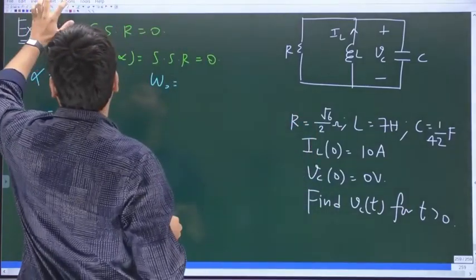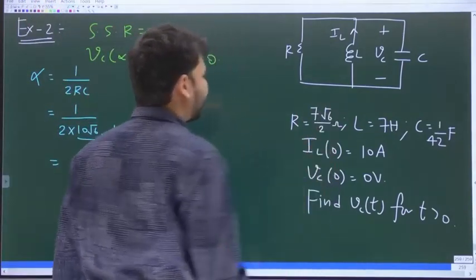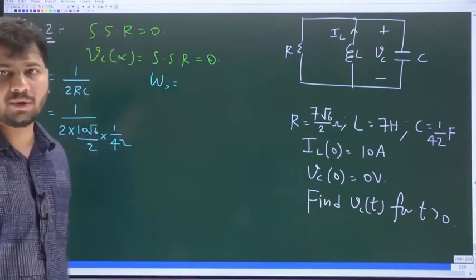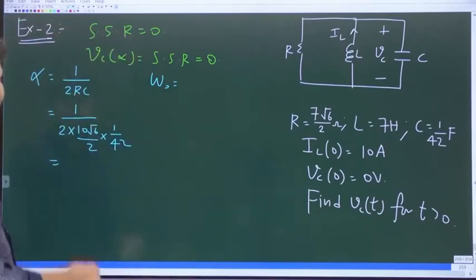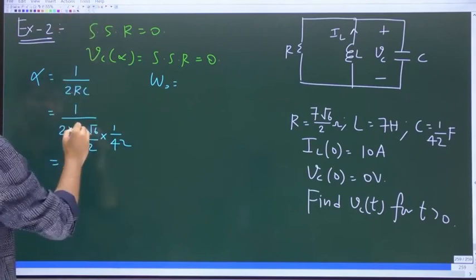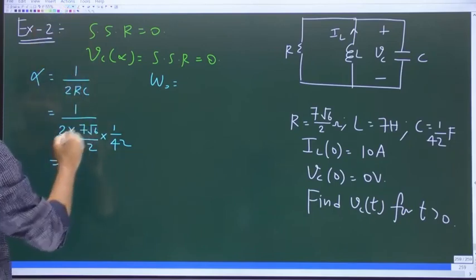So the value of R, please change it to what? 7 root 6 by 2, not 10 root 6 by 2. So here also, instead of 10 root 6 by 2, I should write 7 root 6 by 2.